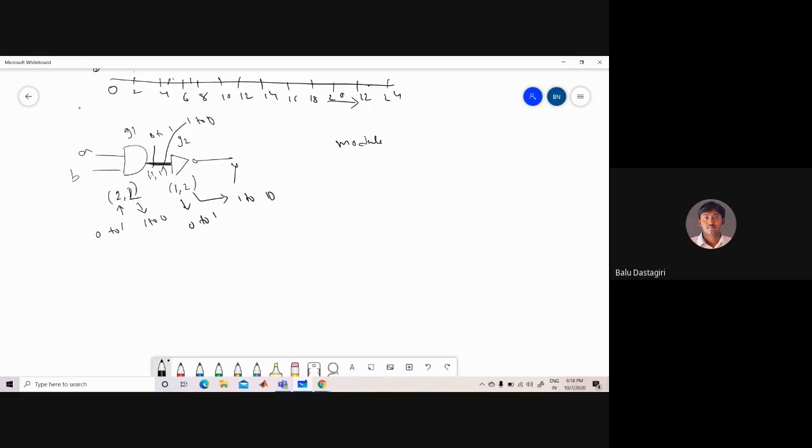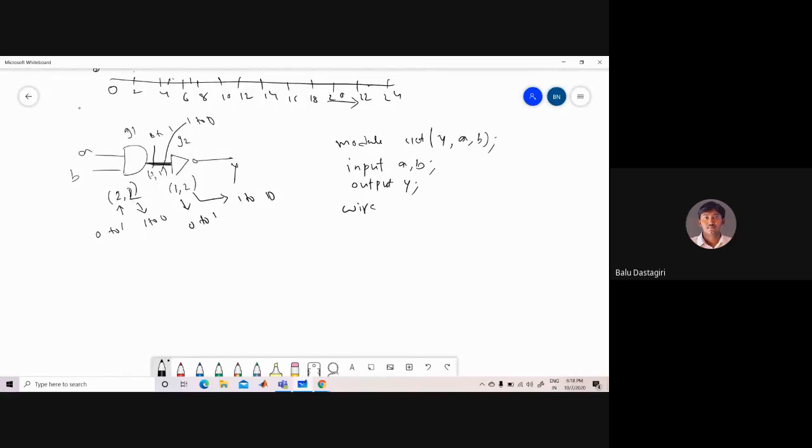So, module circuit, output is Y and the inputs are A, B. Next, declare the inputs and outputs separately. A, B are the inputs, so input A, B, and the output is Y. Similarly, declare the wire.